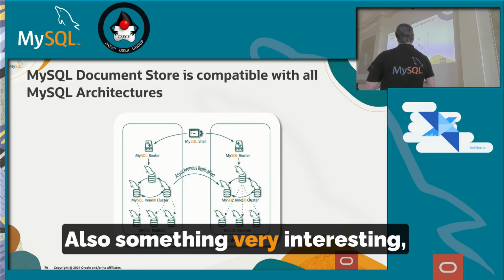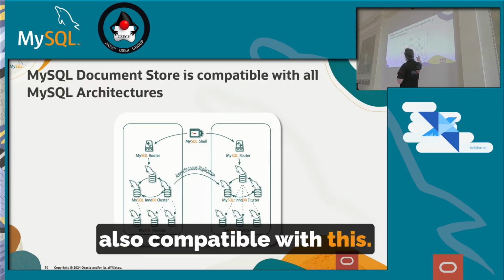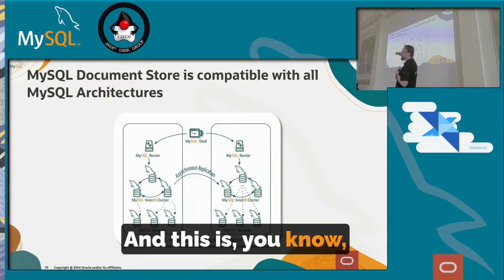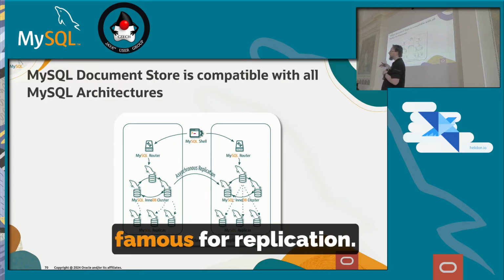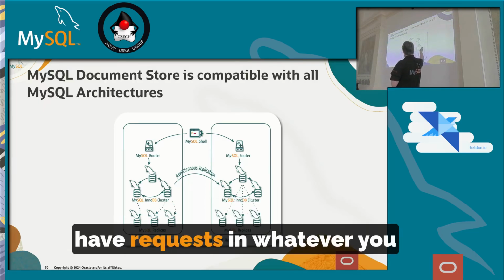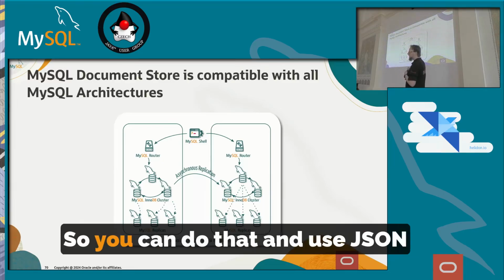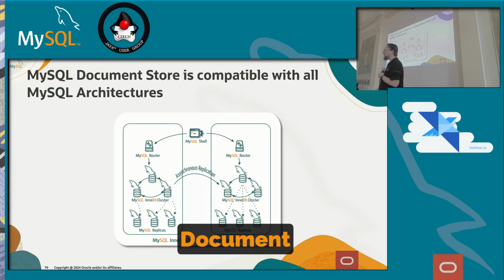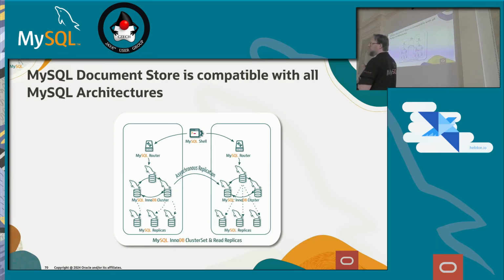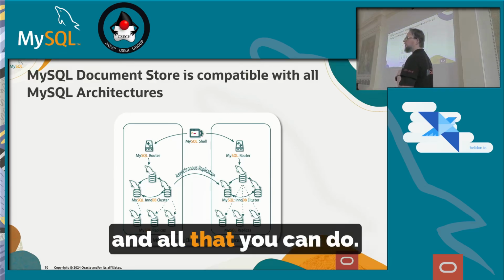Also, something very interesting, the document store is also compatible with this. And you know, MySQL is very known and famous for replication. And you can replicate and have HA and have whatever you want in the document store in MySQL. So you can store your JSON documents in HA and on the disaster recovery side, all that you can do.